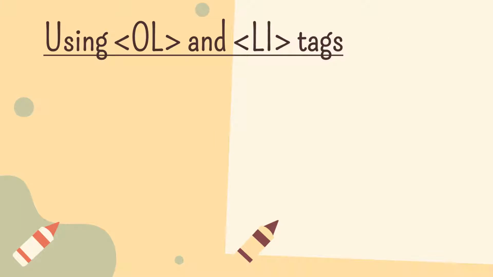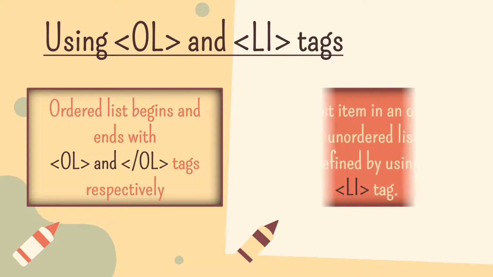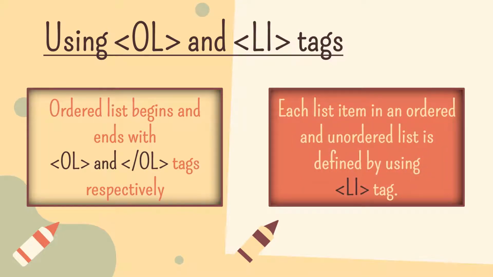Using OL and LI tag. Yesterday for unordered list we had used the UL tag. So today for the ordered list we will use the OL tag. Ordered list begins and ends with OL tag, opening and closing tags respectively. Whenever we want to start the ordered list we will type the OL tag, and when we want to start the unordered list we will type the UL tag. And LI tag is the same for each list item. In both types of list, each list item is defined by the LI tag.